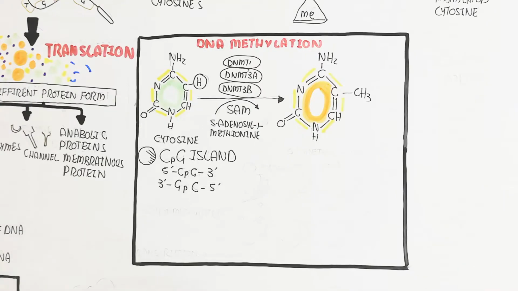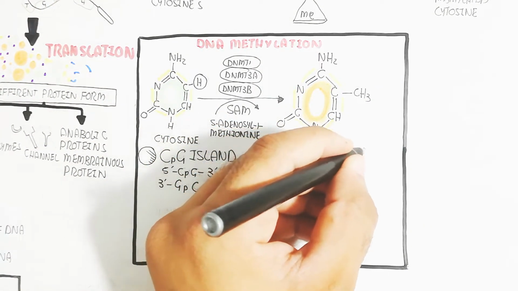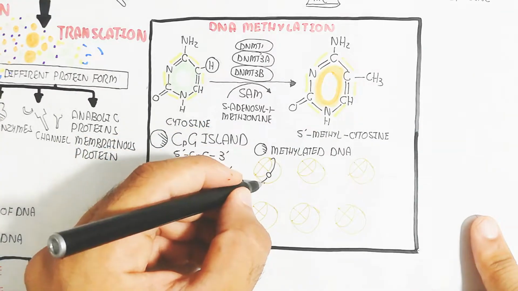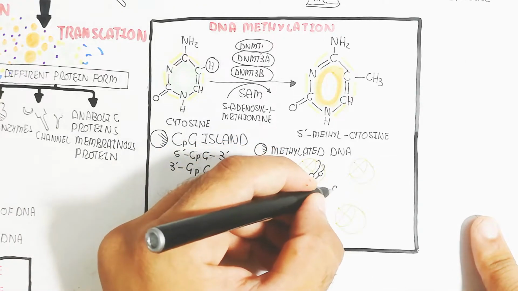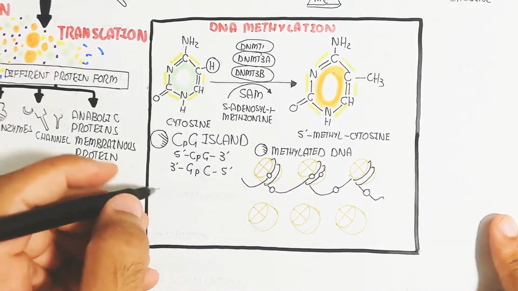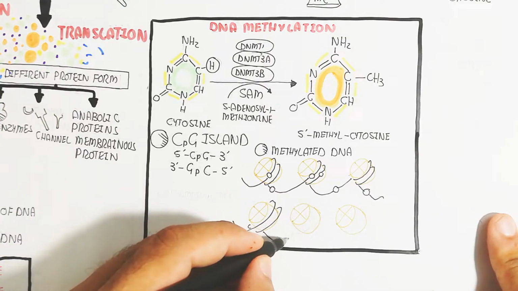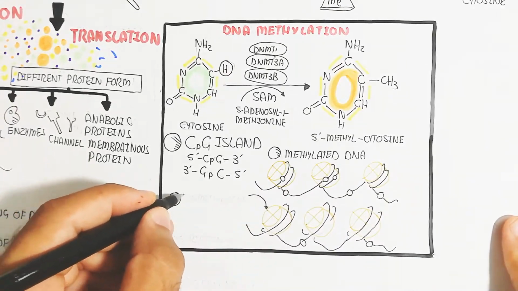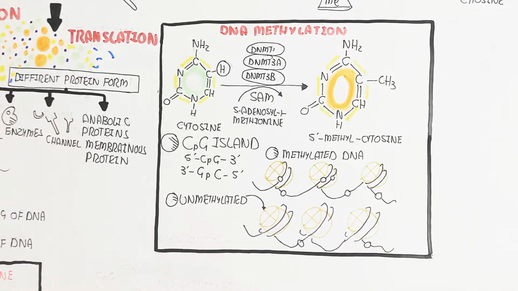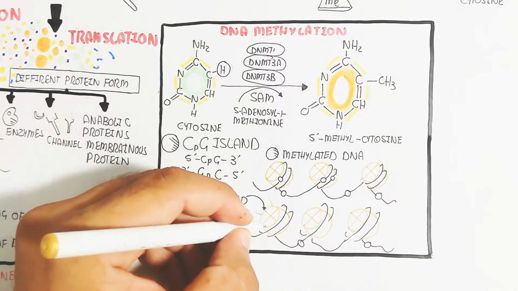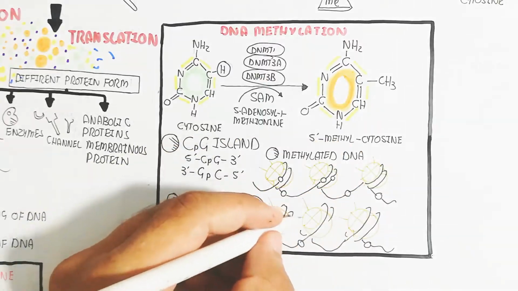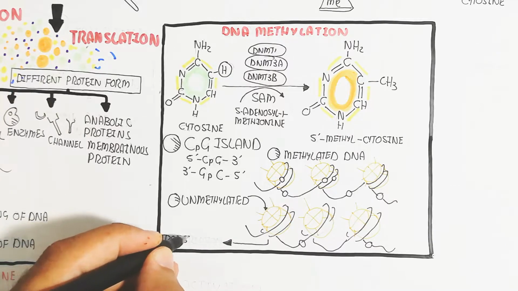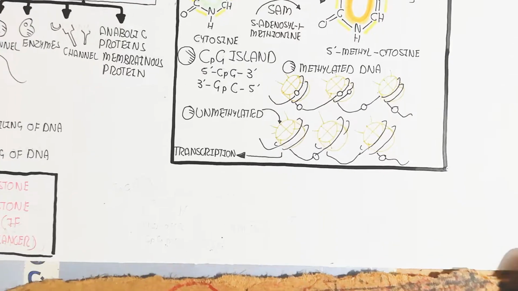CpG islands are present mostly in the promoter region, here is the DNA structure which contains CpG. The P means the phosphate group between the cytosine and guanine, with the cytosine antiparallel. In this way the promoter region becomes methylated. Unmethylation will occur when the histone acetyltransferase enzyme, HAT, works, leading to uncoiling of DNA, while histone deacetylase leads to coiling again. In this way transcription occurs, leading to translation.